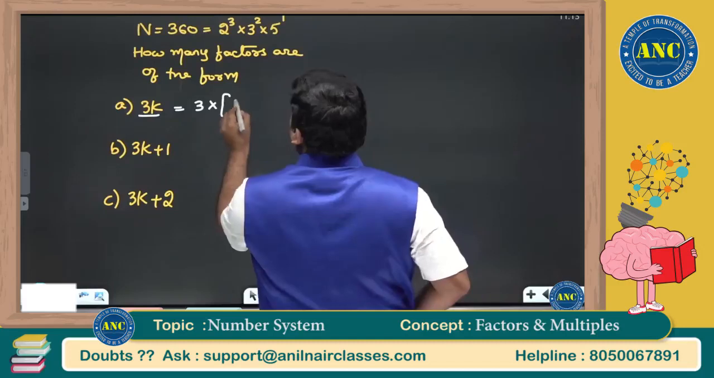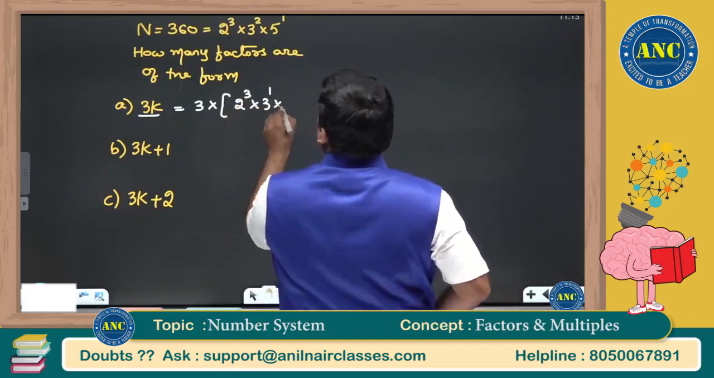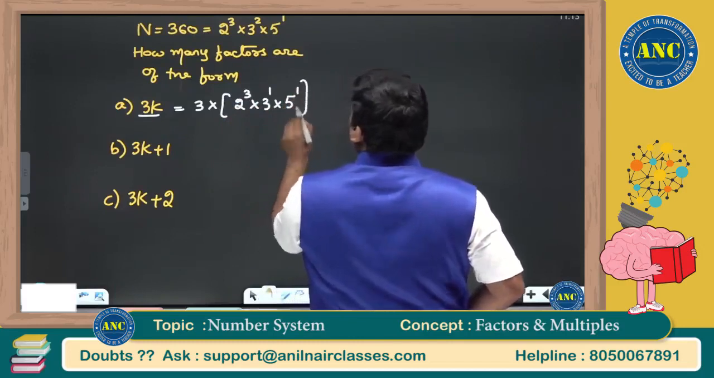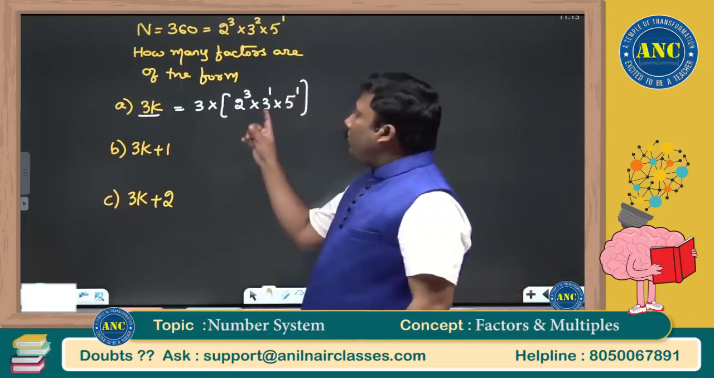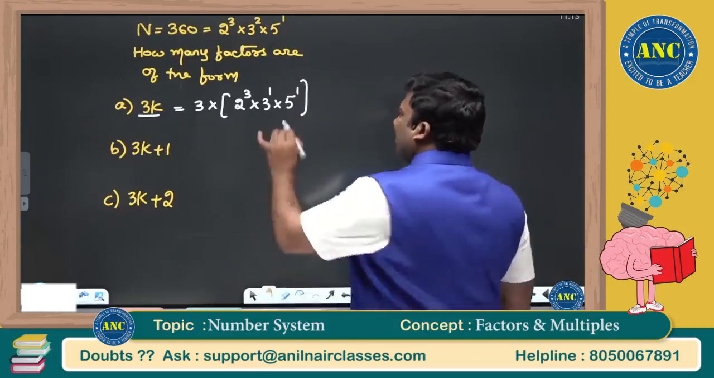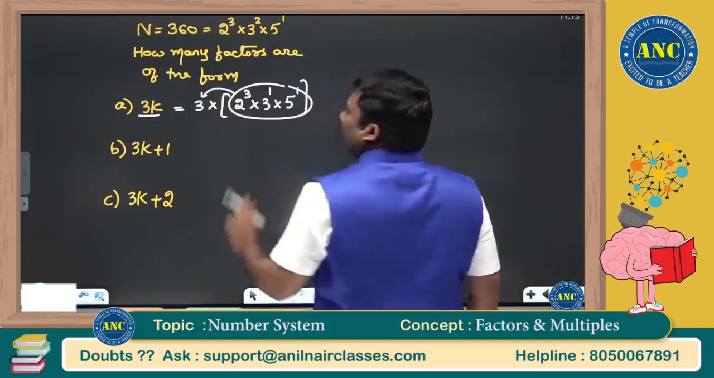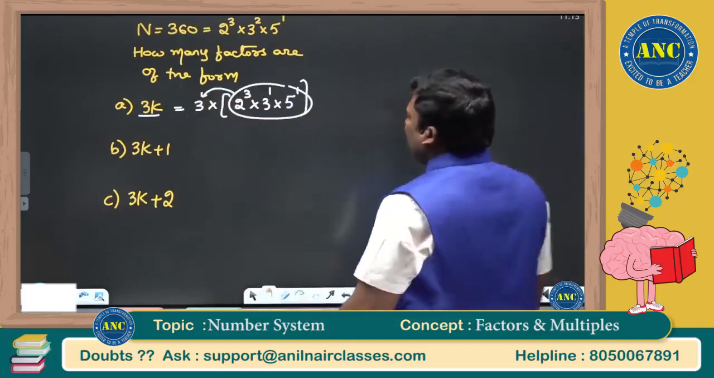3 is taken out. Bracket it is 2 cube, next it is 3 power 1, next it is 5 power 1. So 2 cube into 3 square into 5 power 1. I hope it is clear. These are the numbers which are getting multiplied by 3. Therefore, it becomes factors which are multiples of 3.